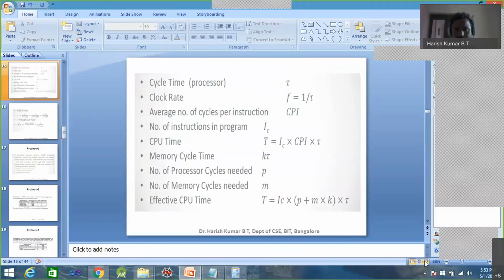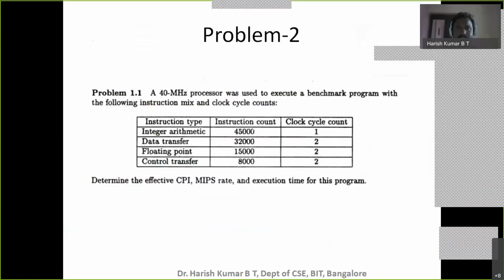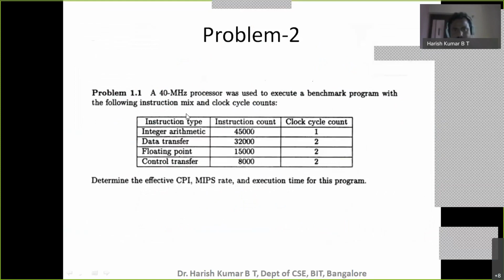I think I have one more. This is the one which we solved first, this was the second one, and this is the third one. Now let me highlight this. Here it says the program, the object code, has 2 lakh instructions. So many instructions are available. And again, the processor taken is a 40 megahertz processor.